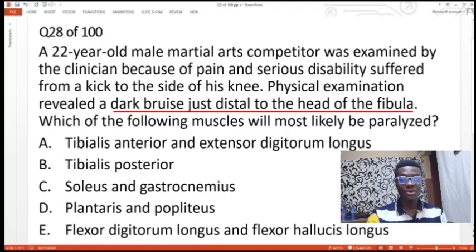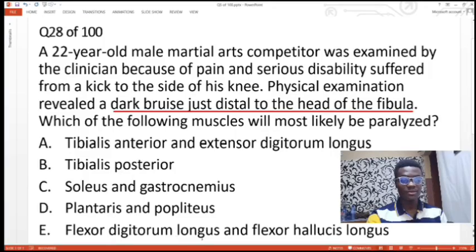Plantaris and popliteus are also muscles of the posterior compartment of the leg. The plantaris supplements the triceps surae. Triceps surae is made up of soleus and gastrocnemius. So plantaris, together with the triceps surae, helps in plantar flexion of the foot basically. While the popliteus helps in unlocking of the knee. Of course, it's also supplied by the tibial nerve.